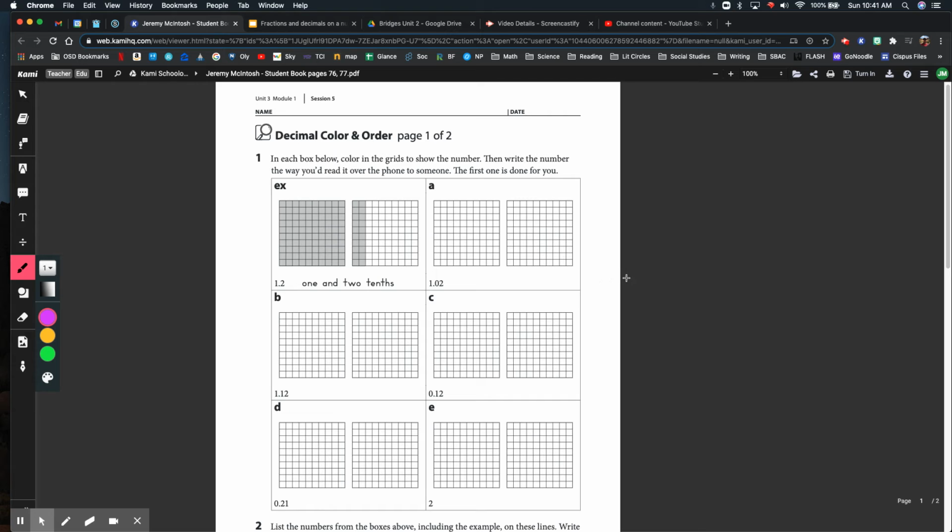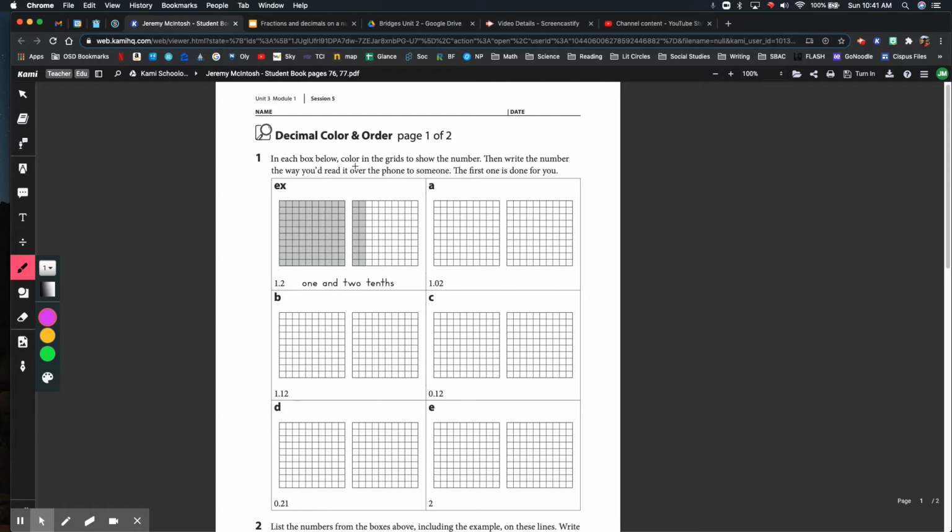Hey, mathematicians. Here's a quick lesson and video about your page 76 and 77 in your student books. That's the big one. It says decimal color and order, page 1 of 2. So we have 2 pages for this assignment this week or today.